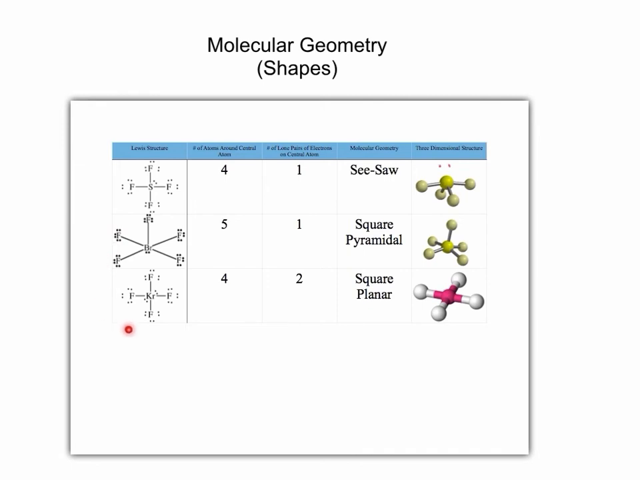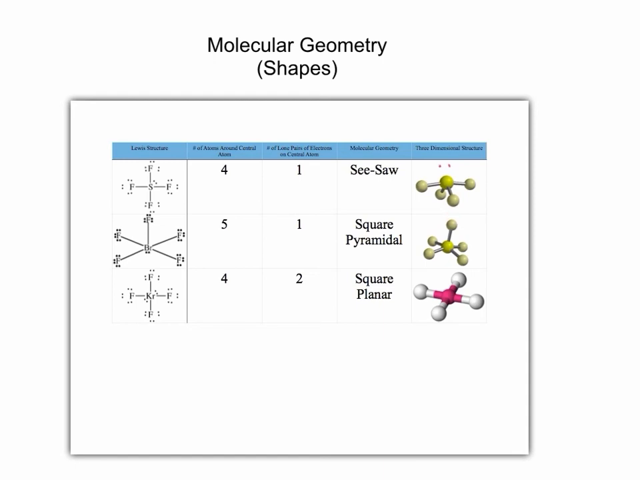The last 2 shapes are based off the octahedral geometry, because both of them have a total of 1, 2, 3, 4, 5, 6 things around them. So if we cover up one of those bonds from the octahedral geometry, replace it with a lone pair, what we get is a square pyramidal geometry. We have a square shape as the base, and the pyramid is formed going to the top atom.